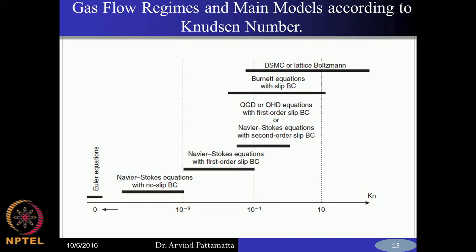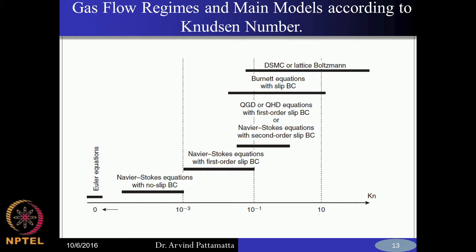People have tried to still use the Navier-Stokes equations to as high a Knudsen number as possible, only modifying the order of the slip at the wall. So, they were desperate to hang on to it, although it is not required. If you are still going above 0.1, people have developed what is called a second order slip boundary condition. They still use the Navier-Stokes equation primarily outside, and at the wall they use the second order slip, but you need not do that.